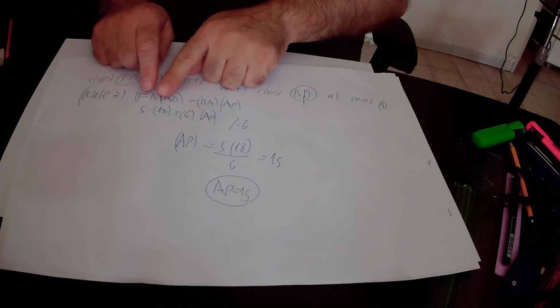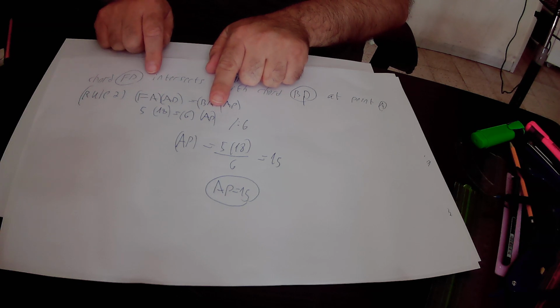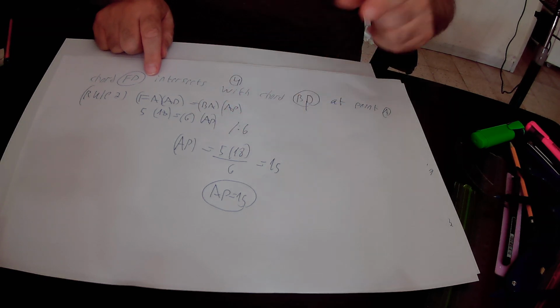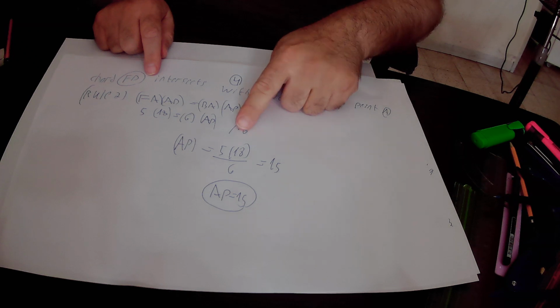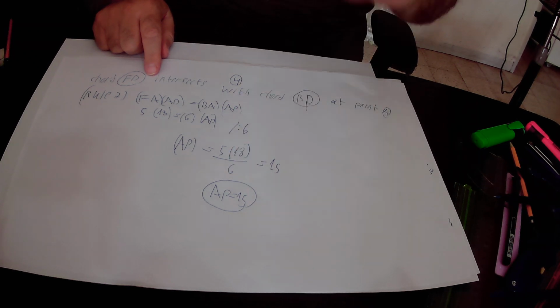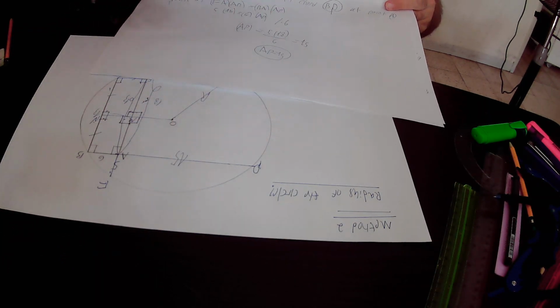So in conclusion, we found that 5 times 18 equals 6 times AP. We divided this equation by 6 and found that AP equals 5 times 18 over 6. 18 over 6 is 3, so in total this expression equals 3 times 5, that is 15. In conclusion, AP equals 15 units.